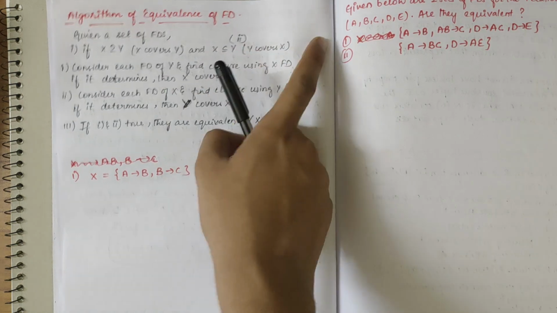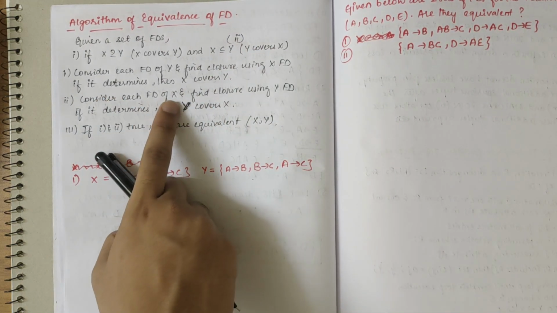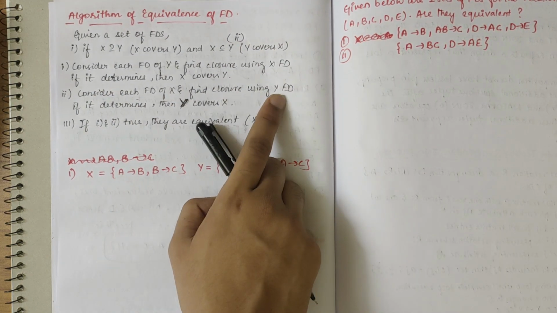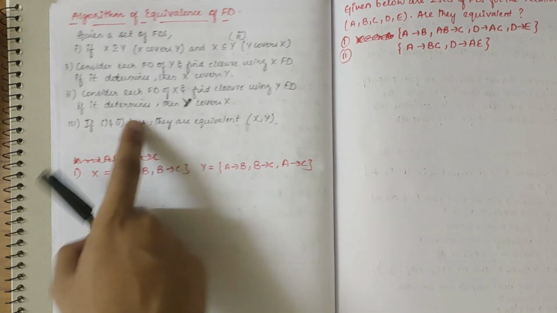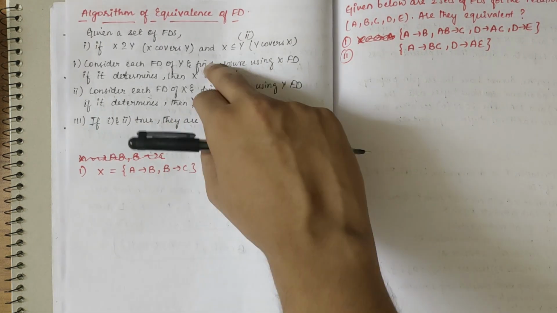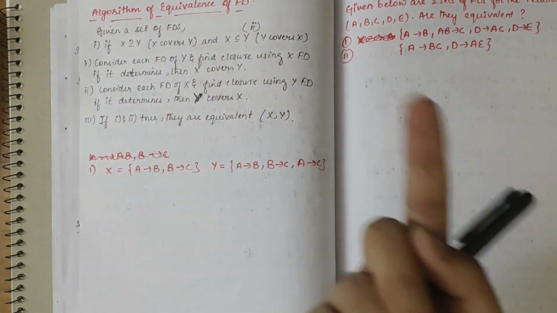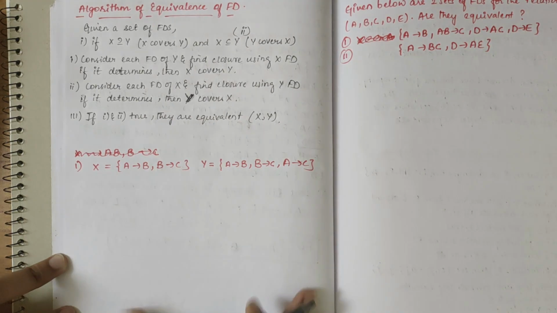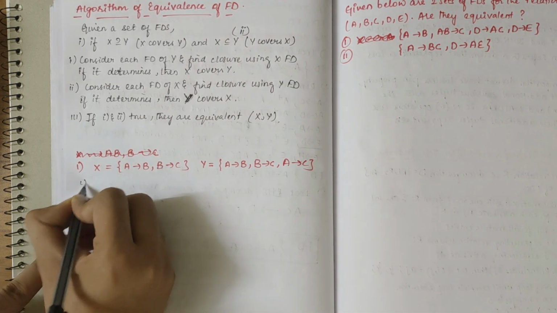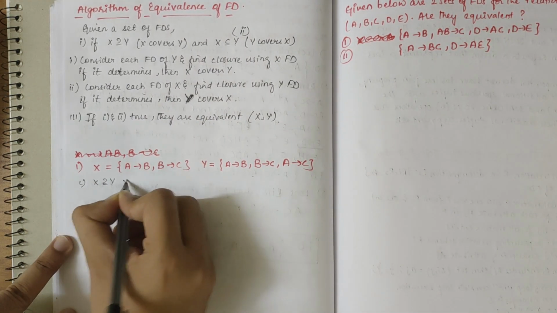Opposite to that, Y covers X. Consider each functional dependency of X and find closure using Y functional dependencies. If it determines, then Y covers X. If these two are true, then X and Y are said to be equivalent. So let's look into the problem. You'll understand it better. So firstly, I'll consider X covers Y.